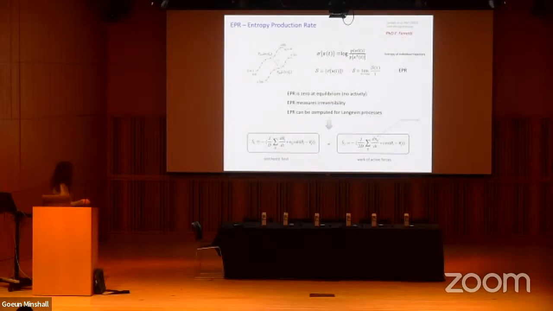Okay. And the interesting thing that I want to comment on is that in this form here, the entropy production rate corresponds to the work of the active forces, because here you see it is the derivative of the interaction matrix. So this expression here is telling you that you produce more entropy proportionally to how the network changes in time. Okay, so this is also an interesting interpretation of what we are looking at.